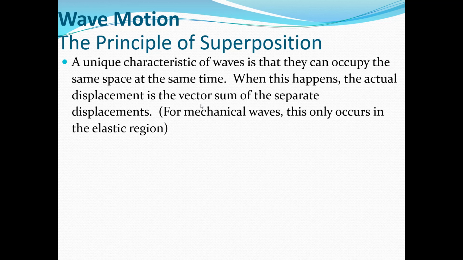So, for example, let's say two crests come together. You have a 2 centimeter tall crest and you have a 3 centimeter tall crest. Well, when they come together, they'll end up displacing the entire medium by 5 centimeters, a combination of two and three. Now, for mechanical waves, this really only occurs in the elastic region.